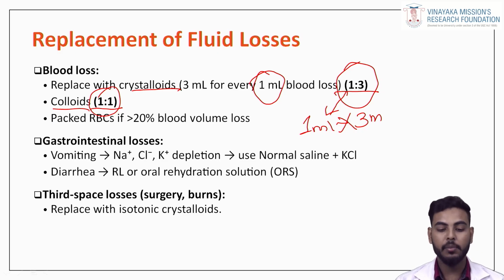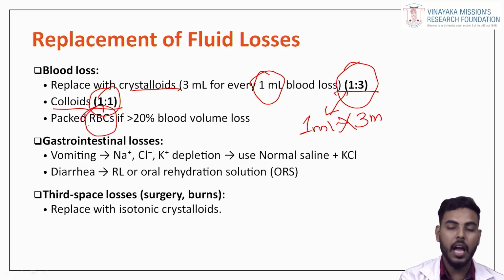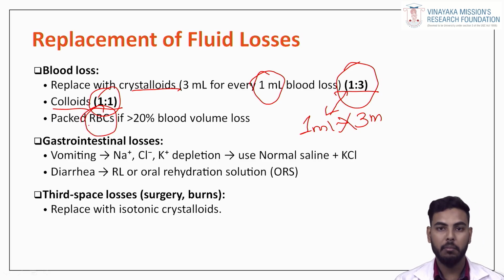Then packed RBC, when we will be providing it is if there is more than 20% of the blood volume loss. So when the patient has more than 20% of blood volume loss, at that time they will be giving the PRBCs, that is packed red blood cells. Transfusion will be there in the patient.